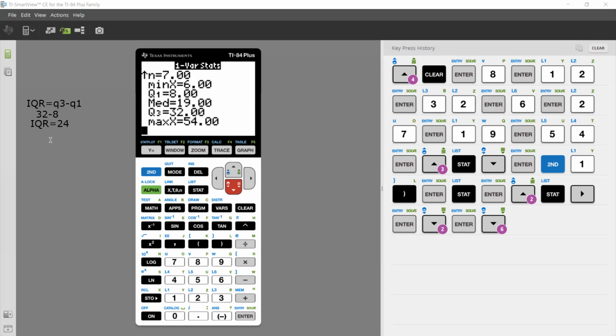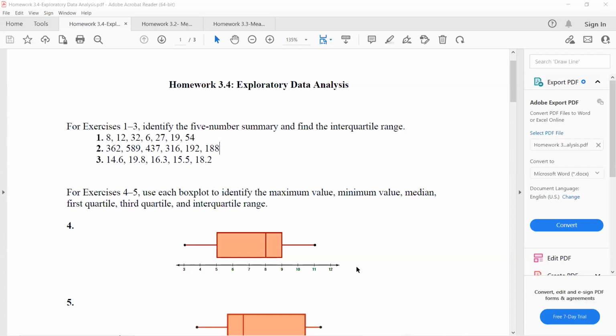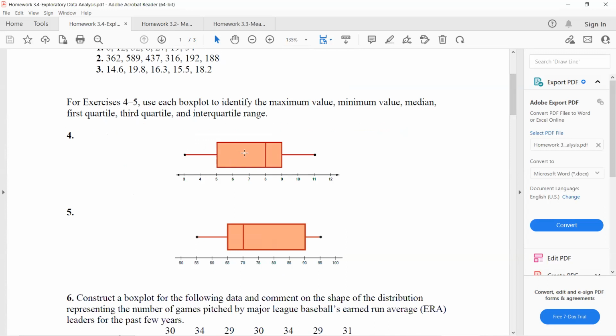The next two give you the box plot and ask you to look at the five number summary from the box plot. Are you more comfortable going the other way, looking at the box plot and finding it from there? So if I give you the box plot here, look at number four. Can you tell me what the minimum is? So that would be three? Yeah. Okay. How about the first quartile?